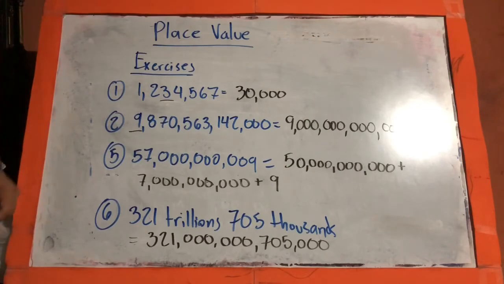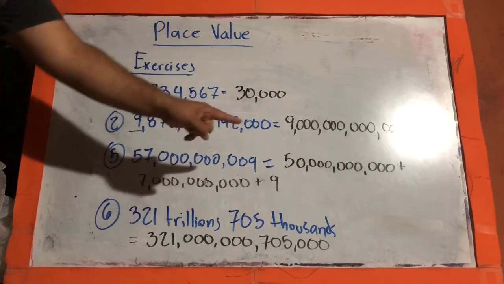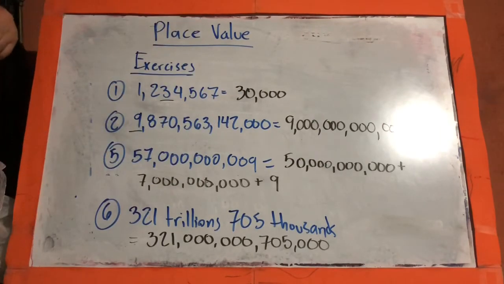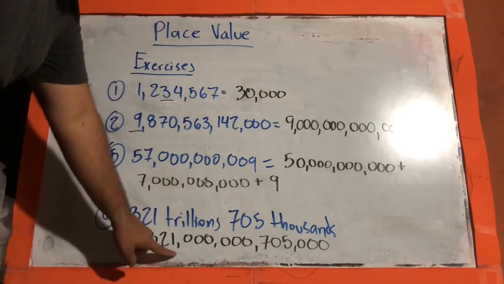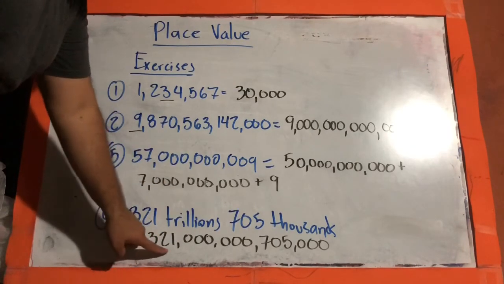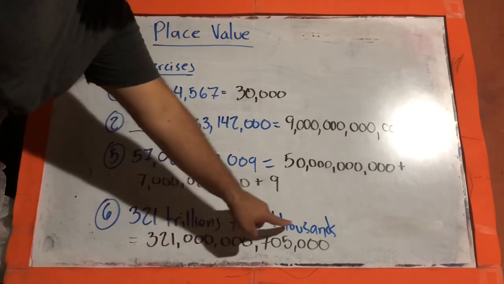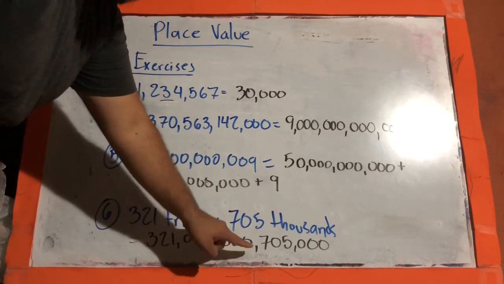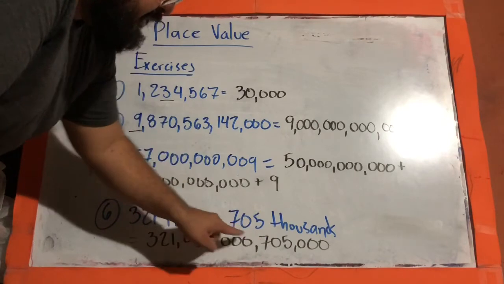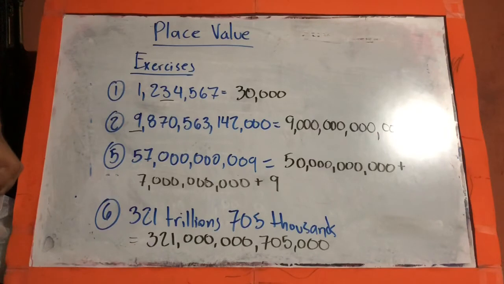And then there's exercise number 6, 331,705,000. Write it in standard form. How do we do it? Look, 331 trillion, it's in the position of trillion. Then 705,000. Here is the billion position, here is the million position, and here is the thousand position. So 705,000, and we have zeros also in the hundreds, tens, and ones positions.